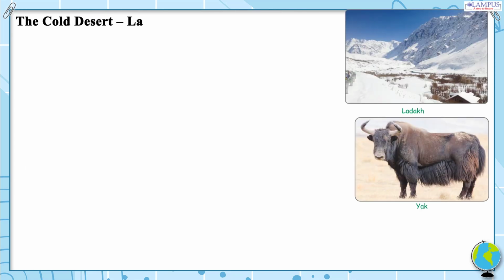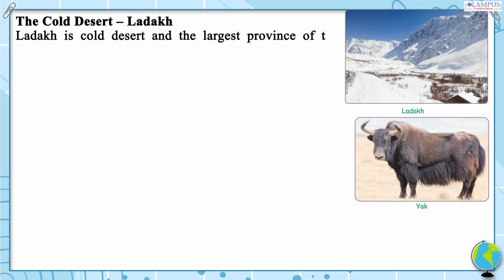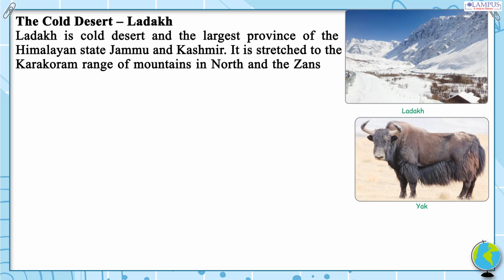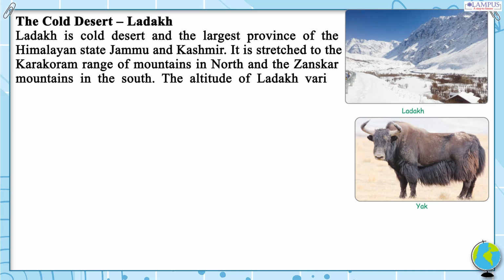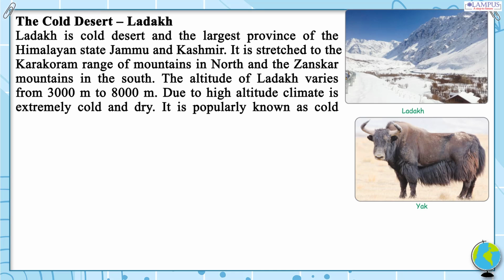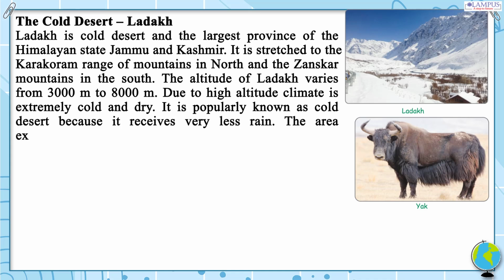The cold desert, Ladakh. Ladakh is a cold desert and the largest province of the Himalayan state Jammu and Kashmir. It stretches to the Karakoram range of mountains in the north and the Zanskar mountains in the south. The altitude of Ladakh varies from 3,000 meters to 8,000 meters. Due to high altitude, the climate is extremely cold and dry. It is popularly known as a cold desert because it receives very little rain.